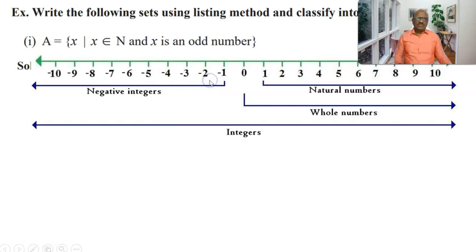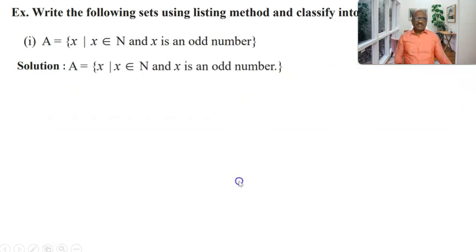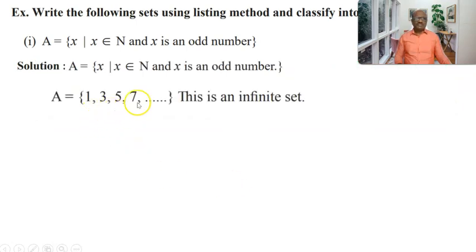Okay, now the solution. See, these are the natural numbers. तर याच्यातले आपल्याला ऑड नंबर्स पाहिजेत, फक्त 1, 3, 5, 7, 9. These are the odd numbers up to infinity, and hence the required set is A = {1, 3, 5, 7, ... up to infinity}. This is an infinite set.